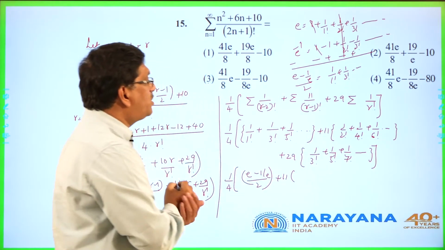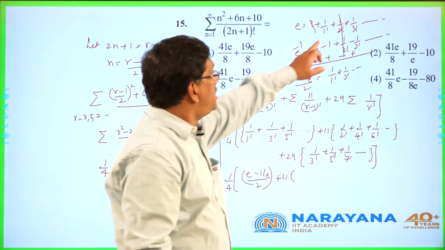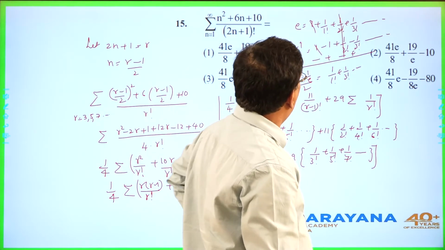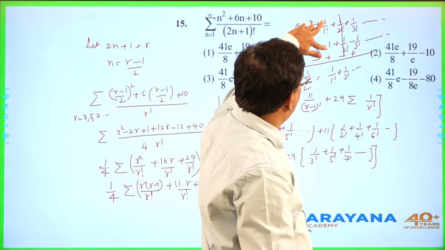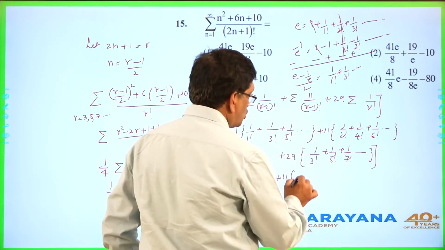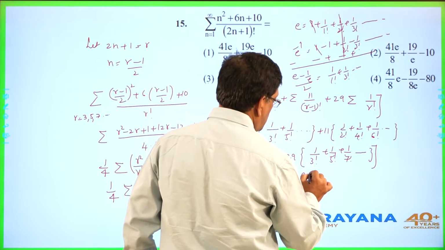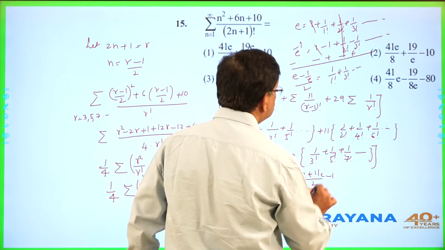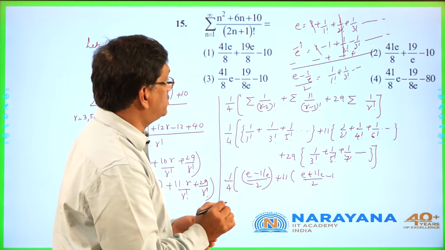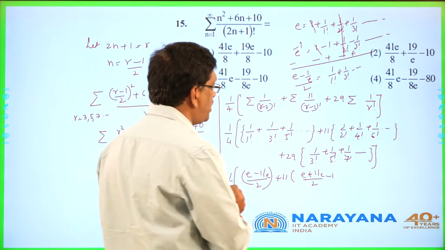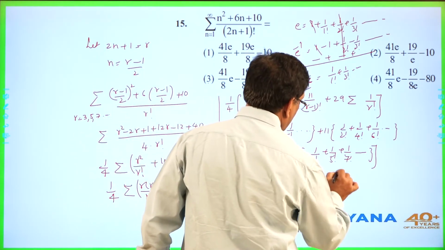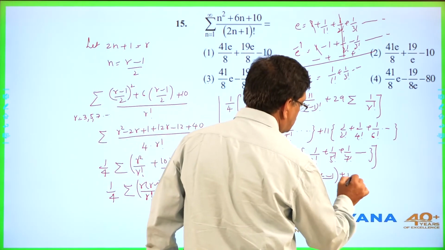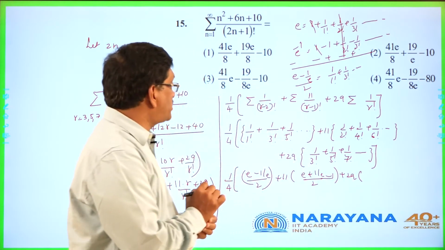Similarly, I want even terms. Even terms means you have to add it. When you add, this is cancelled, but 1 is there. So that is the reason for addition. E plus 1 by e by 2, but 1 plus 1, that 2 also will be there, minus 1. Right? Like this. Plus 29 times 1 by 3 factorial.